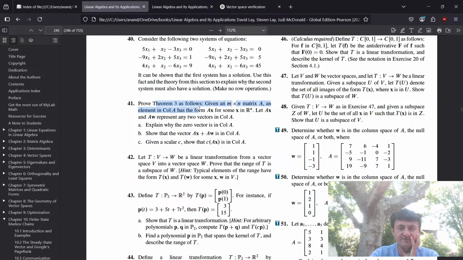Prove theorem 3 as follows. Given an m by n matrix A, an element of the column space has the form AX for some x in Rn. Let AX and AW represent any two vectors in the column space. Explain why the zero vector is in the column space.